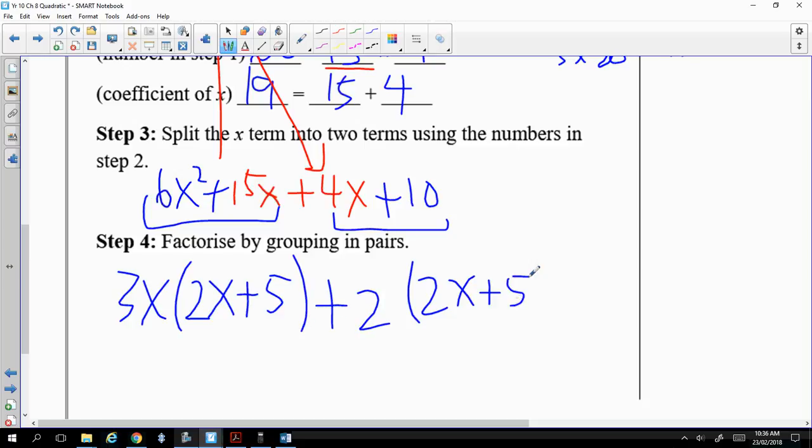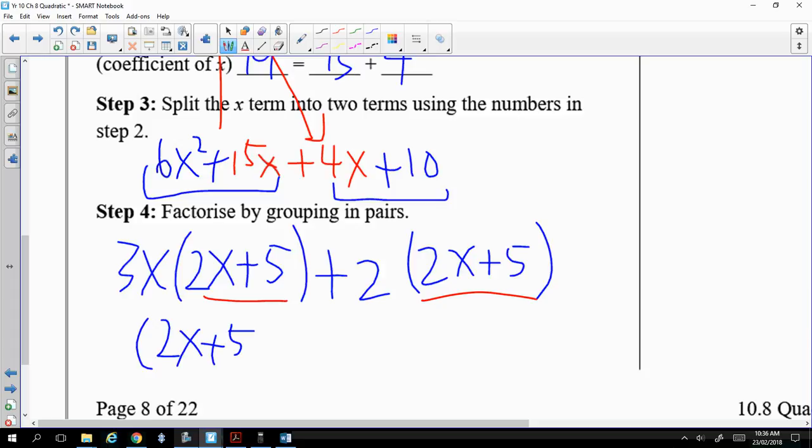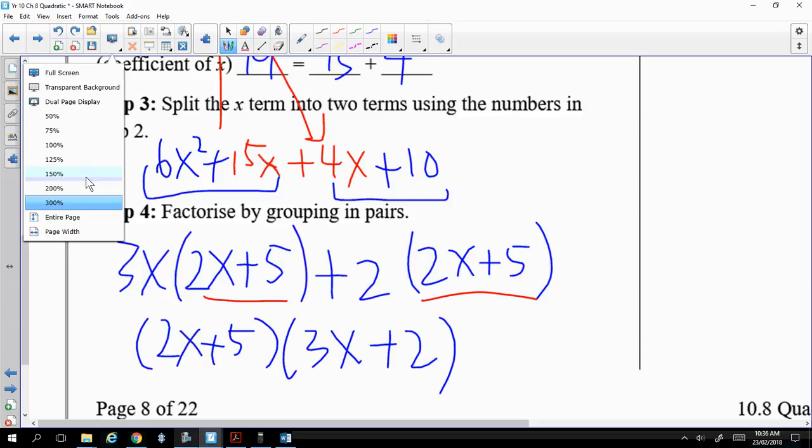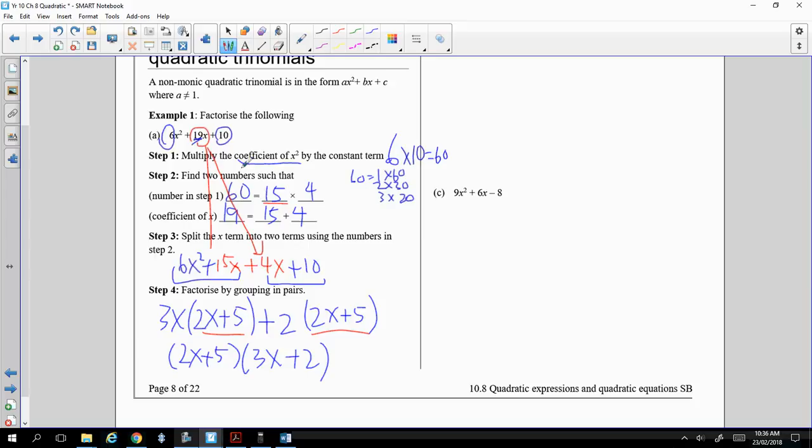So you will see that another common factor emerges, which you can take out. So therefore your answer will be 2x plus 5, 3x plus 2 is your final answer. So non-monic is a little bit more difficult. You have to do these extra steps, splitting and timesing. Okay.